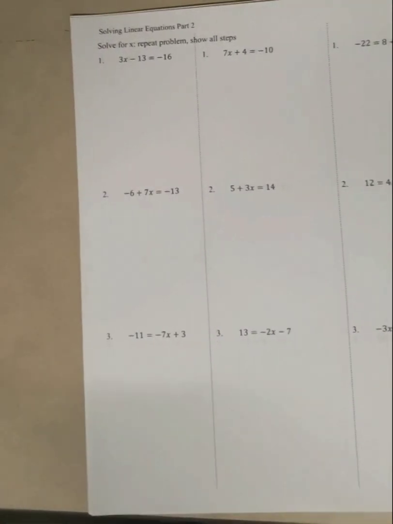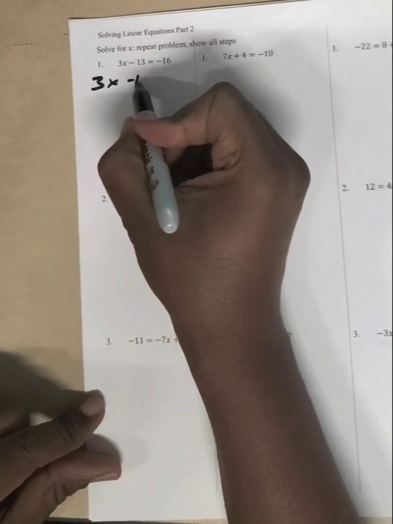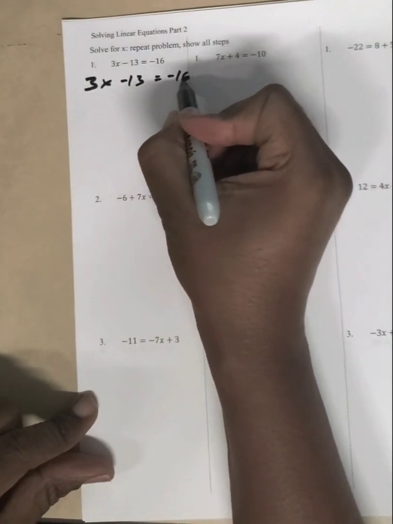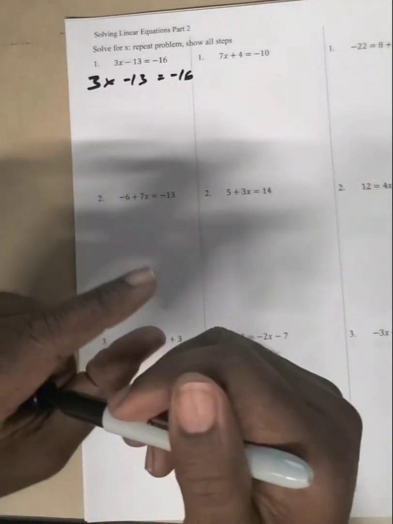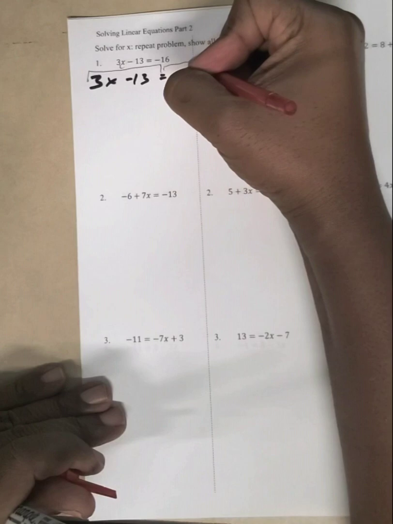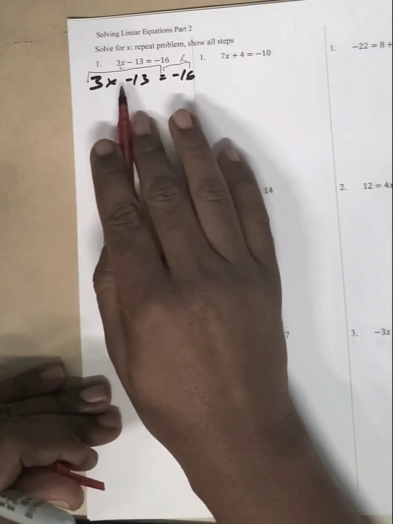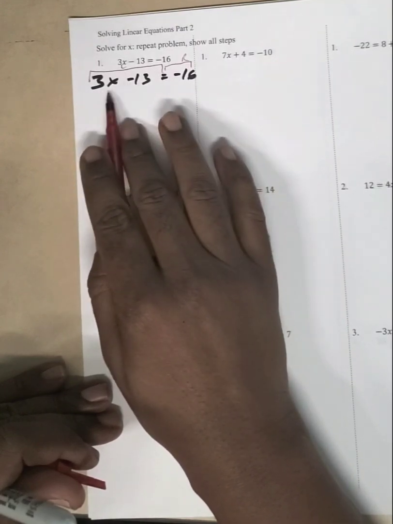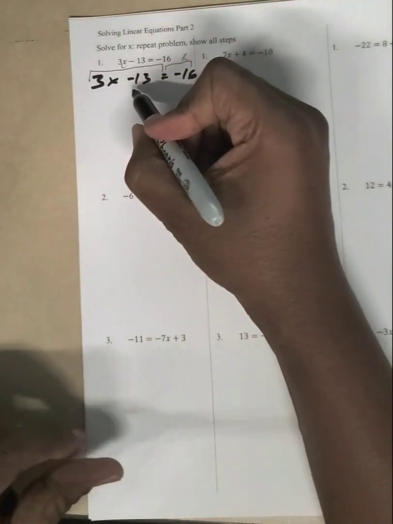Okay, we're going to be solving for x here. I'm going to rewrite my problem, which is 3x minus 13 equals negative 16. Now, the x is on the left side of the problem. All of this is left side, all of this is right side. The x is on the left side, so we're removing numbers only on the left side. First we're going to remove the negative 13 by using the opposite of subtracting 13.